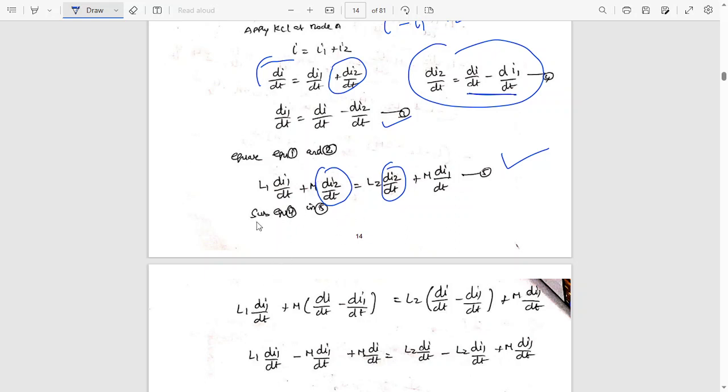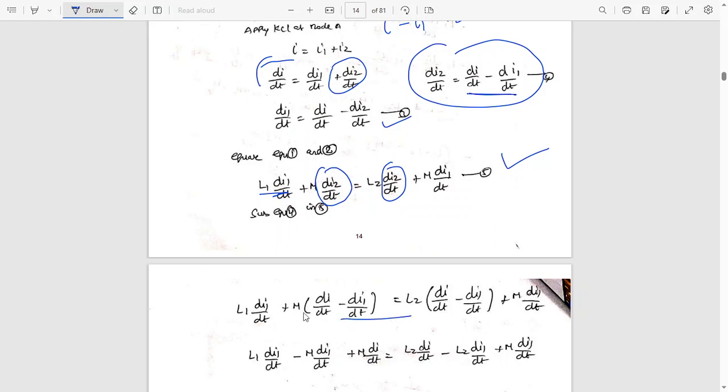So I keep this one as it is, L1 di1 by dt plus M, and instead of di2 by dt, I have di by dt minus di1 by dt, which is equal to L2 times, instead of di2 by dt, di by dt minus di1 by dt, plus M di1 by dt. Okay, this I got.